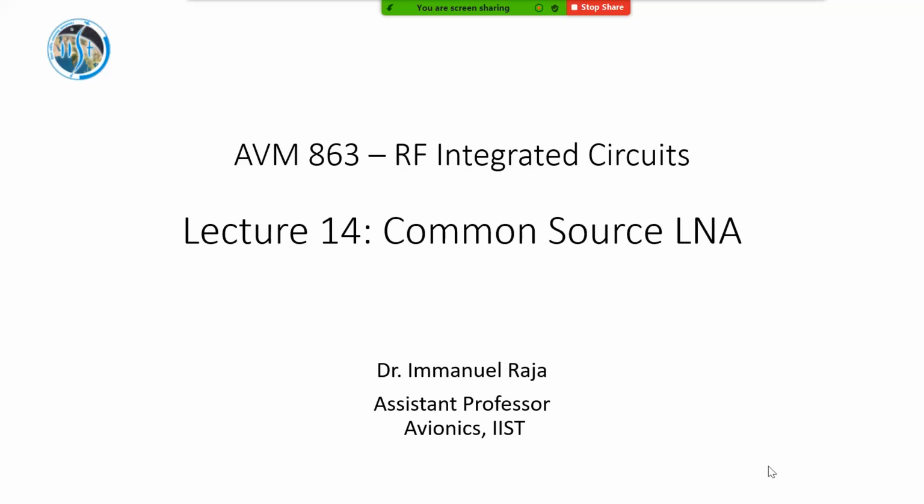All right, so let us start with a very simple thing. All of you are familiar with what is called a common source amplifier, right? So what is a common source amplifier? Just like how you have a common emitter amplifier, you have a common source amplifier in the CMOS domain. So you have a certain VDD. Let's say this is your transistor M1, and your input is given at the gate and the output is taken at the drain.